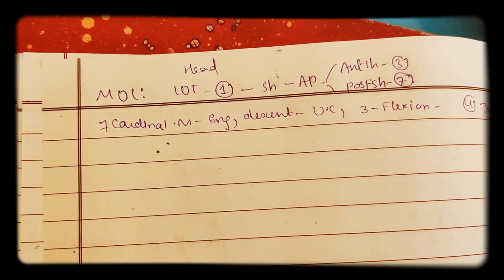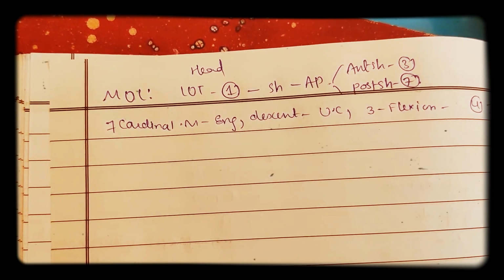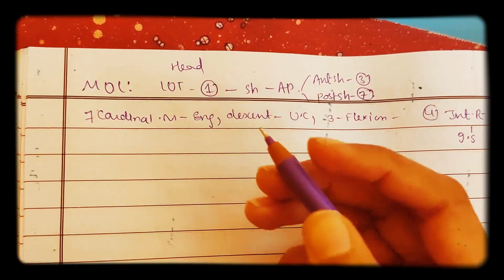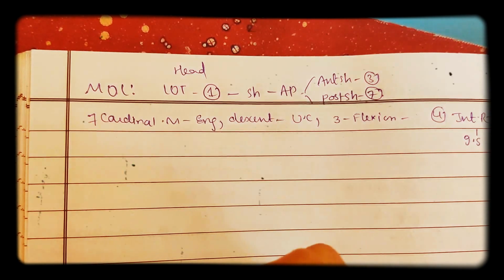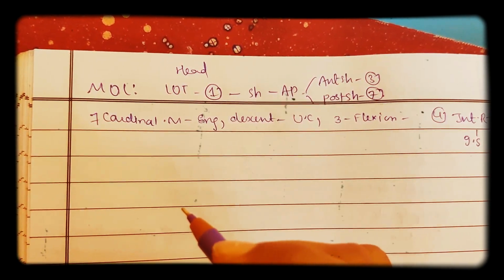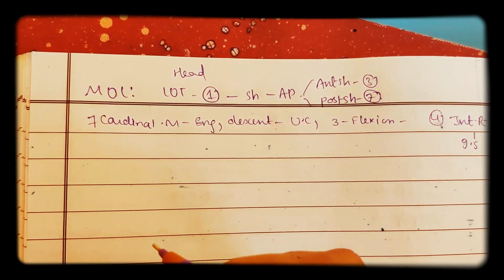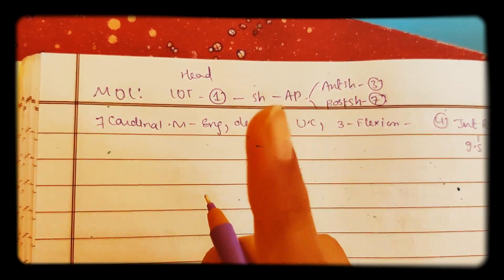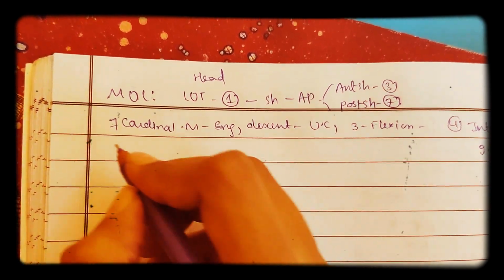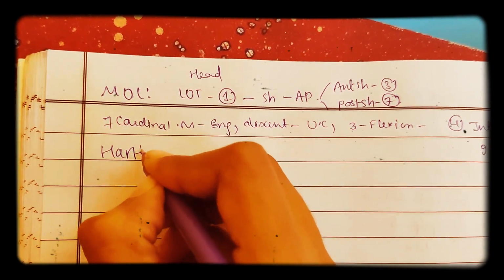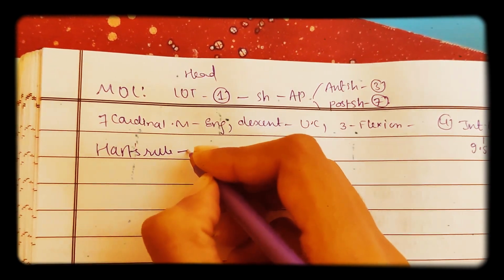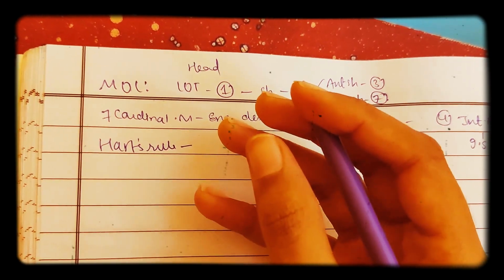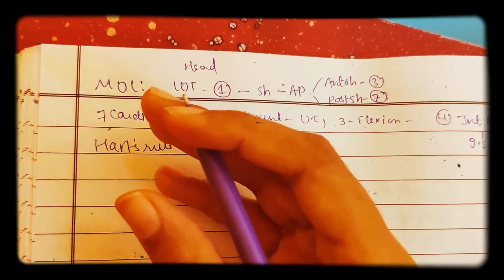Coming to Hart's rule, before going to Hart's rule, you need to see that there are 1 to 8 positions. The pubic symphysis is at the anterior shoulder and the sacral promontory is where the posterior shoulder is present, and in the 1 position the occiput is present. So according to Hart's rule, the occiput touches the pelvic floor, that is the levator ani muscle. After that there will be elastic recoil.